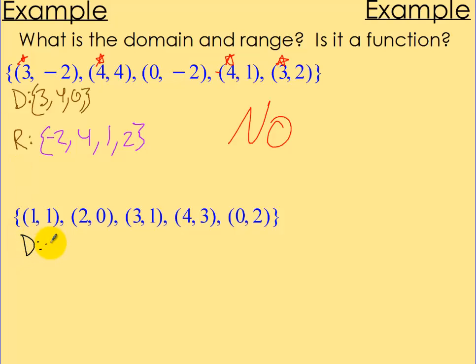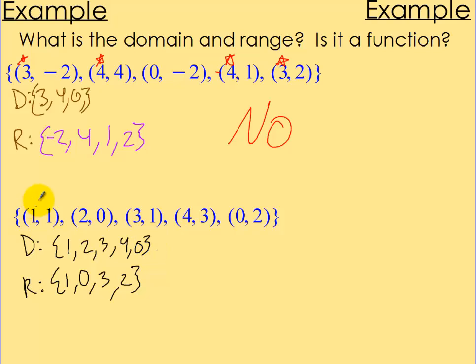So the domain in this one is going to be 1, 2, 3, 4, and 0. Now the range, the outputs, is going to be 1, 0, 1 is repeated, so 3, and 2. Alright, there's domain and range. Now, is it a function? Well, looking at this function, every x value is different. So every x value, we're not going to be having two different outputs for the same x value since we don't have any repeating x values. This is, yes, definitely a function. Alright, that's it.